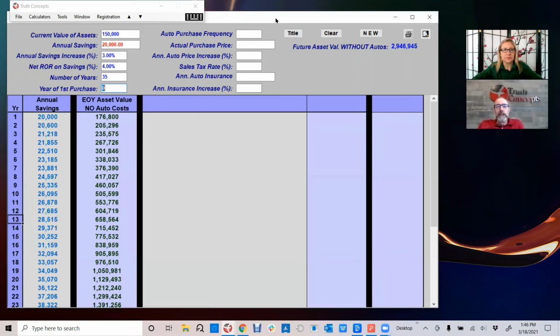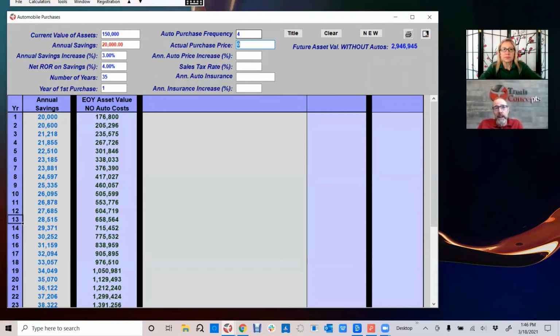And let's see what would happen if we use the idea of paying cash for everything. So rather than financing our automobiles, we used this fund and we took the automobiles out of here each time we buy a new automobile. The year of the first purchase is year one. The auto purchase frequency is going to be every 4 years. So we're trading in a vehicle and there's enough on the trade-in to be able to finance the next one, and it just continues that cycle. So we end up financing roughly the same amount every single time.